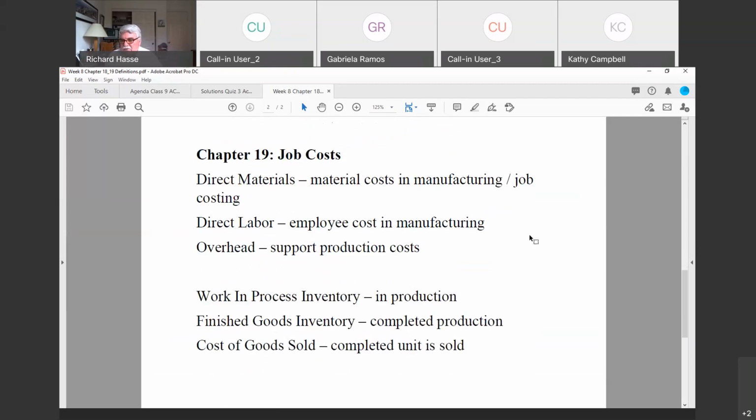Materials and labor usually are considered variable costs. The same on a per unit basis, they change with the number of units produced. Labor will go up if you produce more product. Materials will go up if you produce more product because you need more materials.